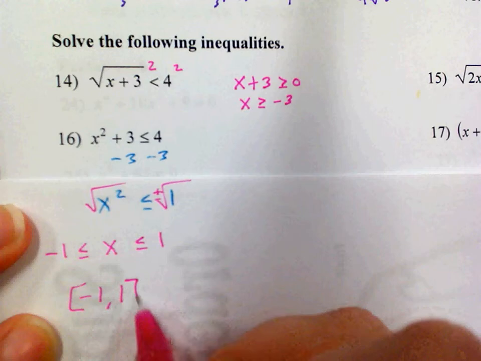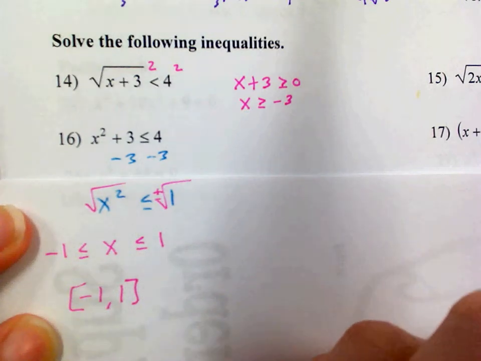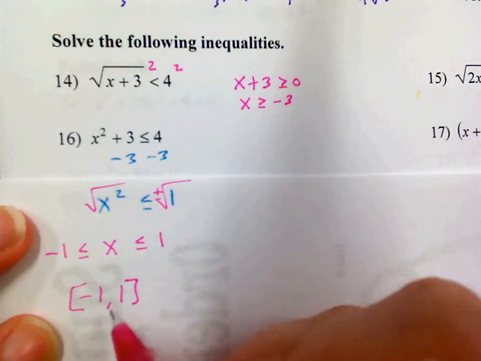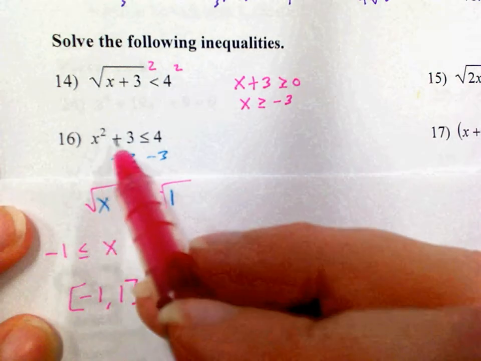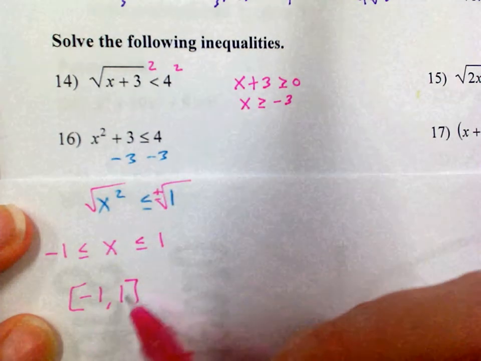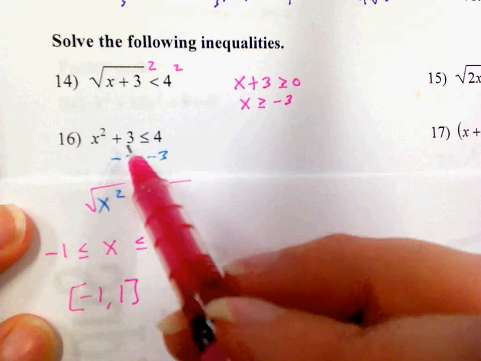Give me something between negative 1 and 1: 0. 0 squared plus 3 is less than or equal to 4. That makes sense. But anything bigger than 1, like 2, 2 squared is 4, 4 plus 3 is 7, 7 is not less than or equal to 4. So it makes sense. Okay.